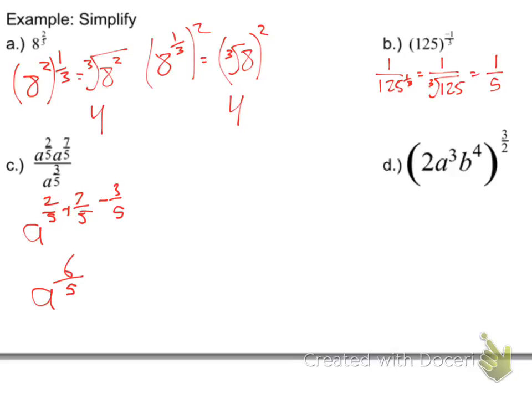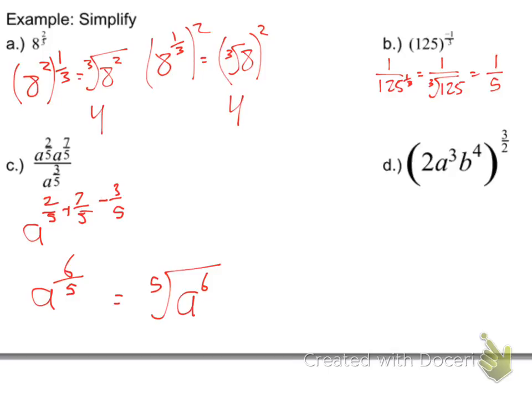Do I need to change it? Is there some way I can simplify that? Probably not. Now, the big question would be, should we leave it in exponent form or should we switch it to radical? Follow your directions. For now, we can leave it here. If I wanted to, this would be the 5th root of a to the 6th power, or the 6 can be on the outside of the whole entire root, correct? Yes.